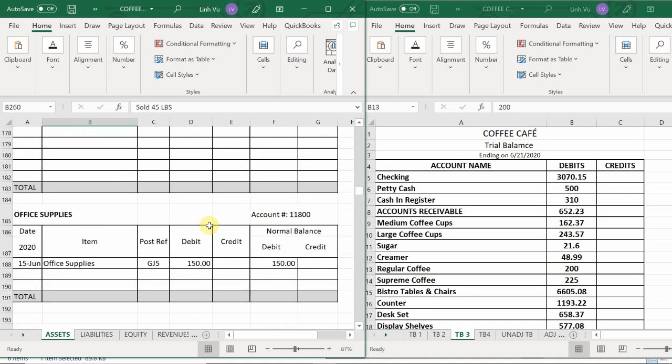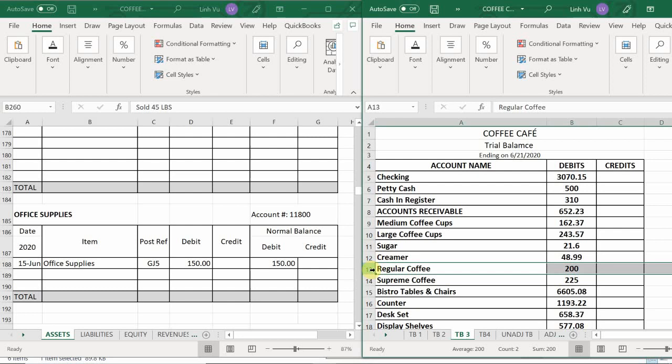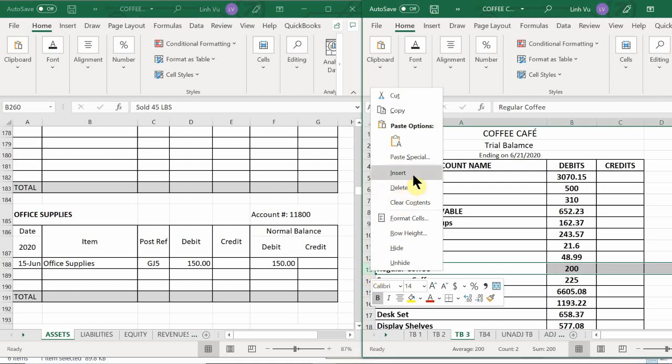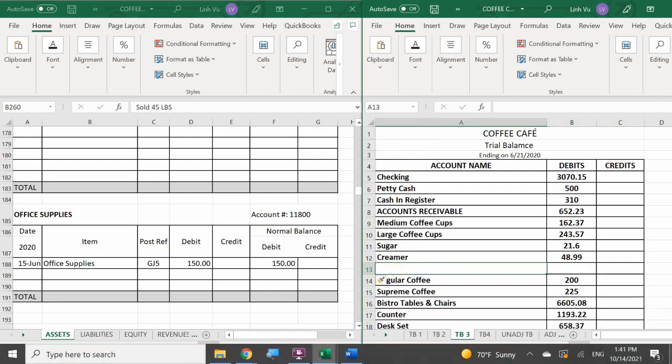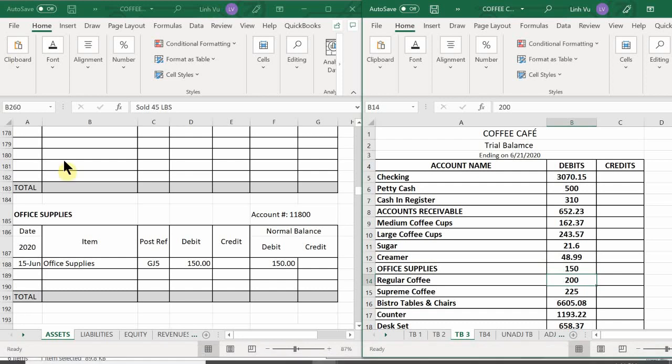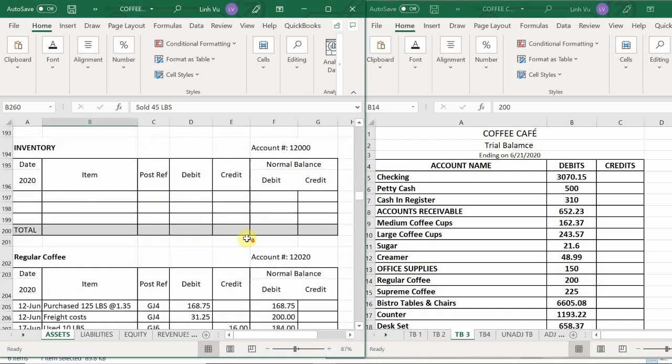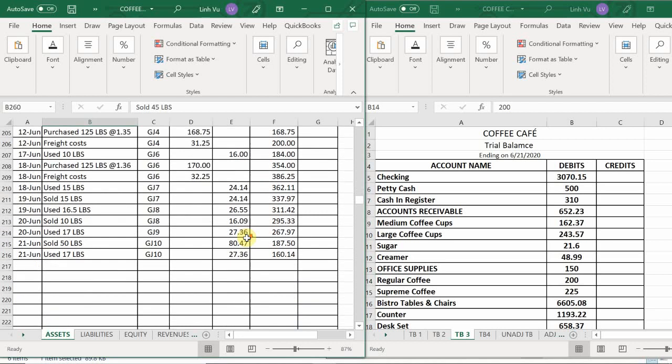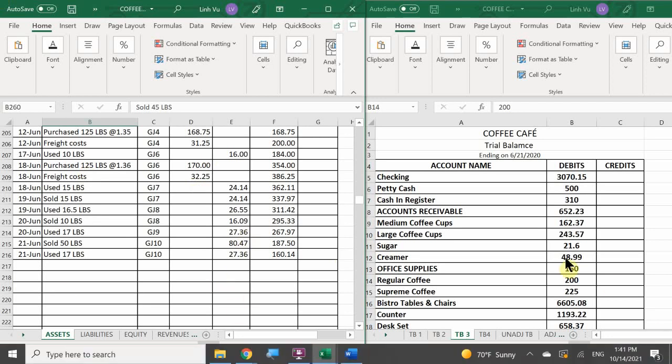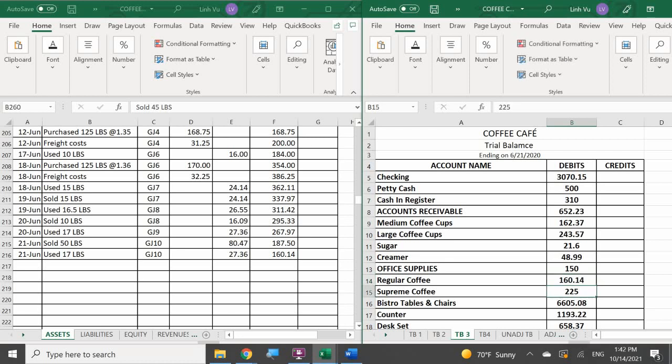And then, I have office supplies. So I have to insert another row here. So click on regular coffee here, insert. And this is office supplies for $150. Okay. Then I have inventory. So here you go, my regular coffee. Has the value of my regular coffee account changed? Yes. 160 and 14 cents.